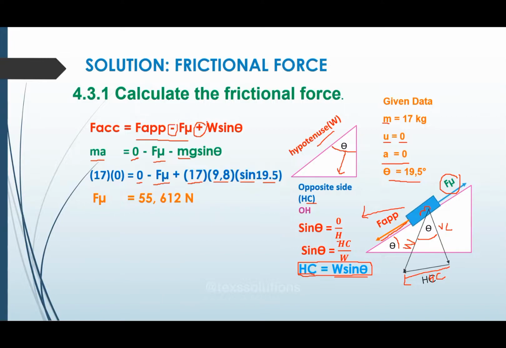So if I make friction the subject of the formula, if I take friction over onto the other side, friction changes from negative to positive. So our friction is then going to equal 17 times 9.8 times sine 19.95, and my frictional force is now going to be 55.612 newtons.